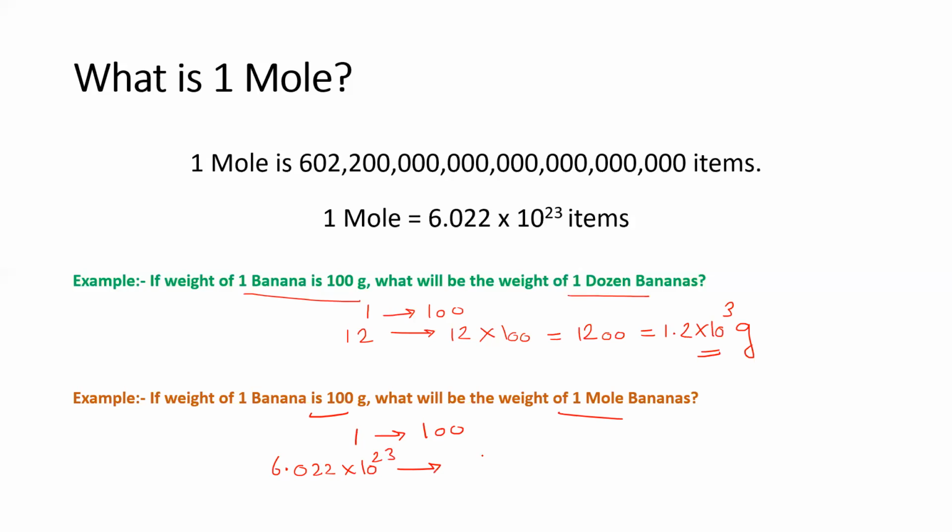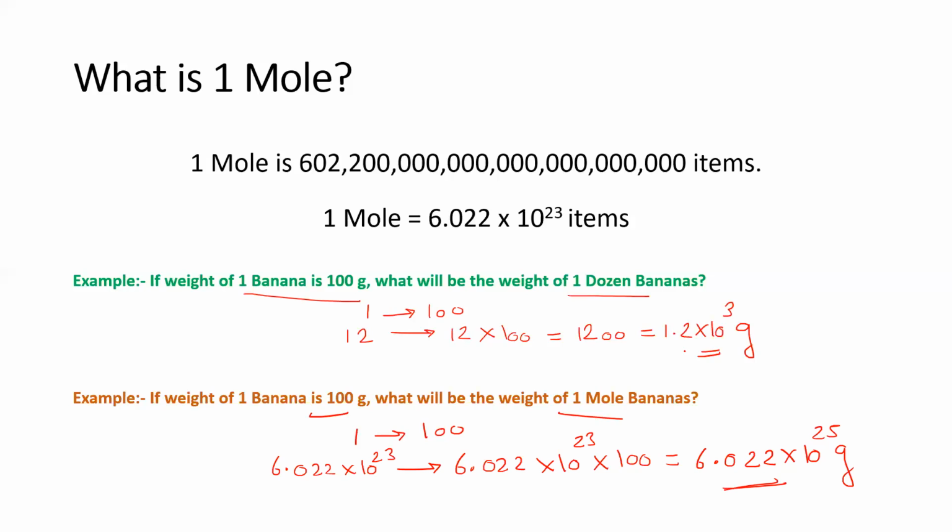So this many number of bananas will be 6.022 into 10 to the power 23 into 100. So this thing is equal to 6.022 into 10 to the power 25 grams.